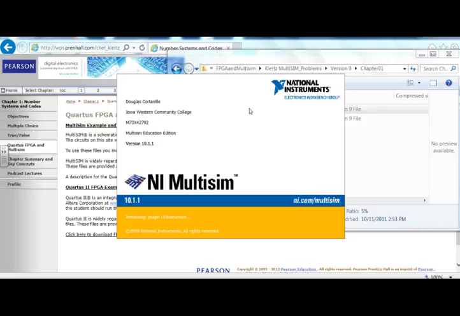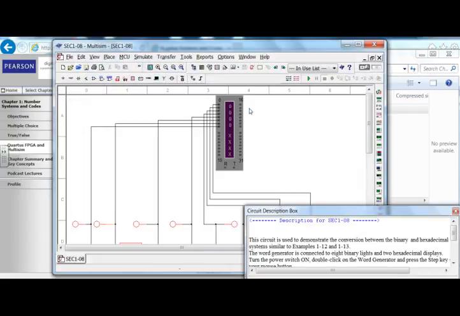This circuit is used to demonstrate the conversion between binary and hexadecimal numbering systems, similar to 1-12 and 1-13, which I don't know if we did. The word generator, which we haven't seen yet. Okay, now we're all set.